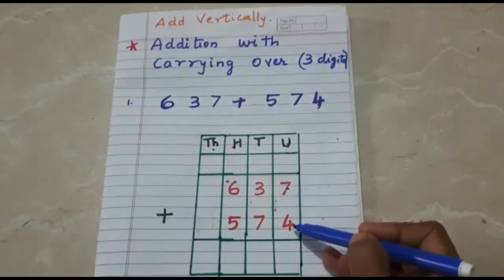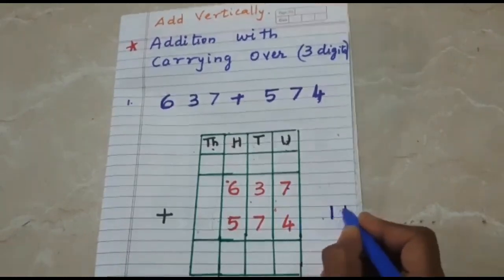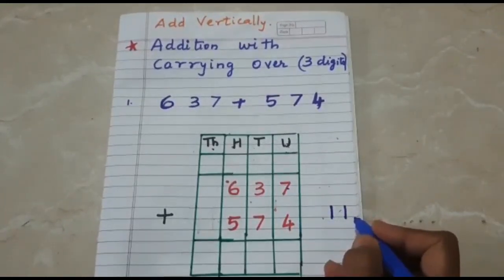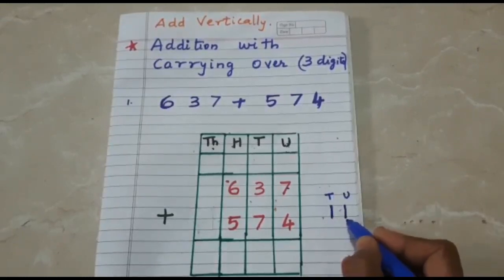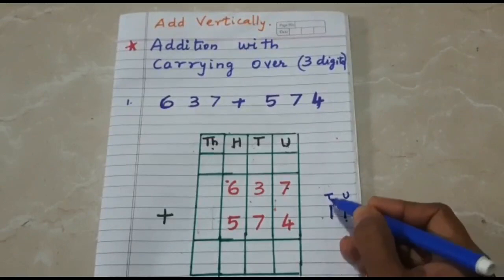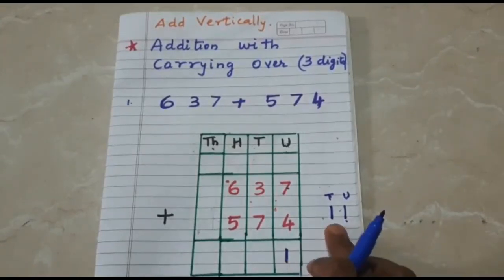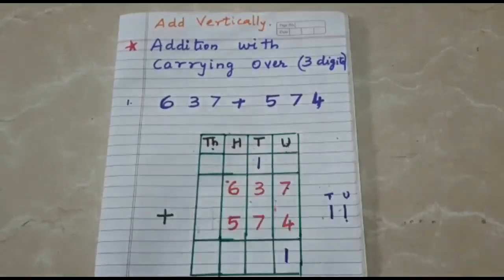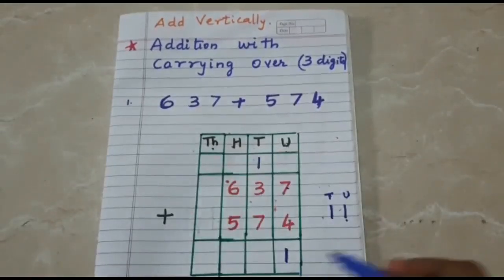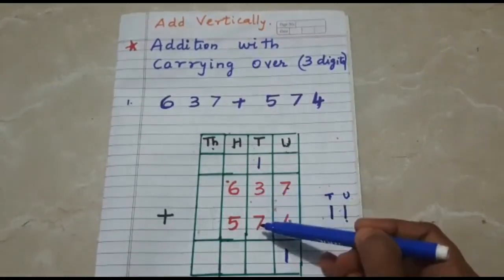7 plus 4 is how much, children? If we add 7 to 4, we get 11. So what we will do, in this 11, this one stands for units and this one stands for tens. So always we have to write the number which is in the units place, and the number which is in the tens place, we are going to carry it over to the tens place.